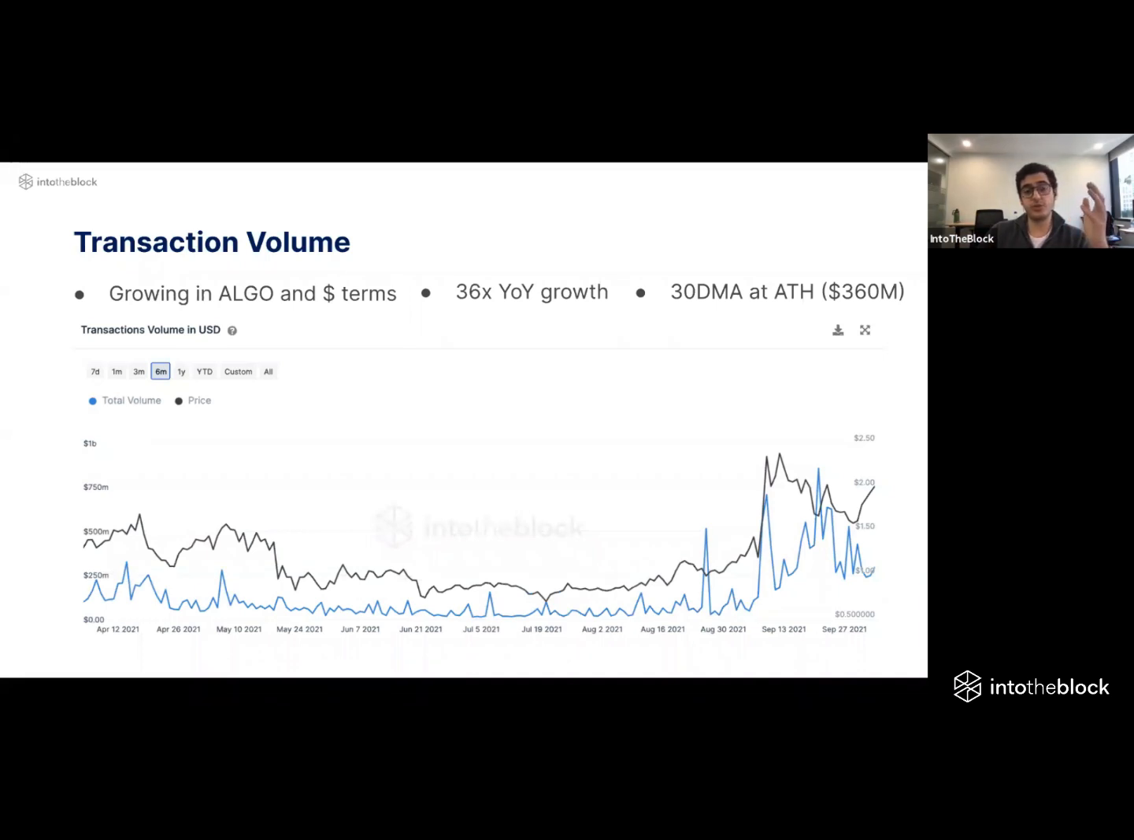It has also grown in terms of the volume that it's settling. So both in dollars and Algo terms, it's showing increasing activity. It's grown an impressive 36x year over year. And it's currently, based on the 30-day moving average, at an all-time high, processing an average of 360 million in transaction volume per day. It's increased particularly throughout the past few months, and has managed to stay quite high regardless of the price dropping here in mid-September.